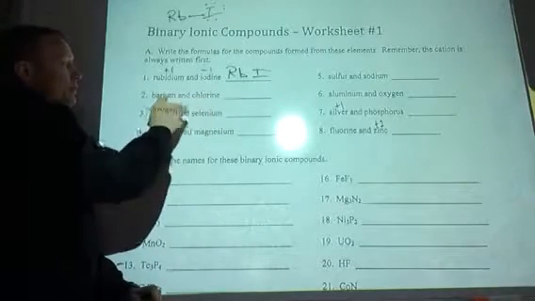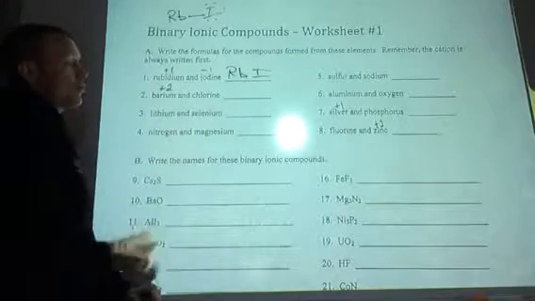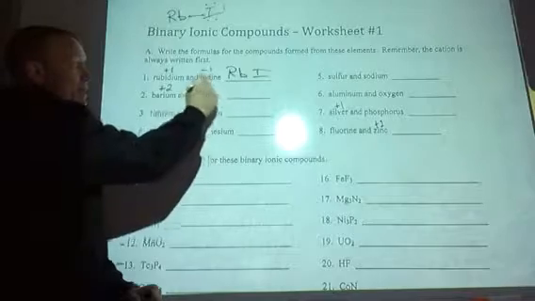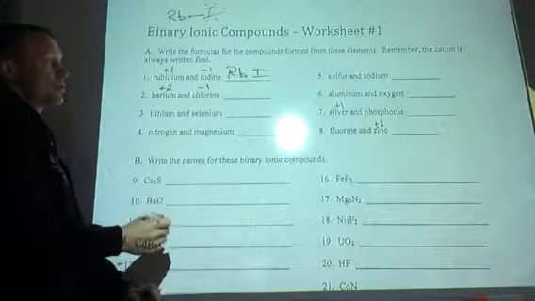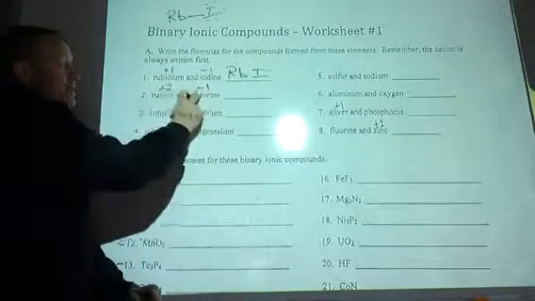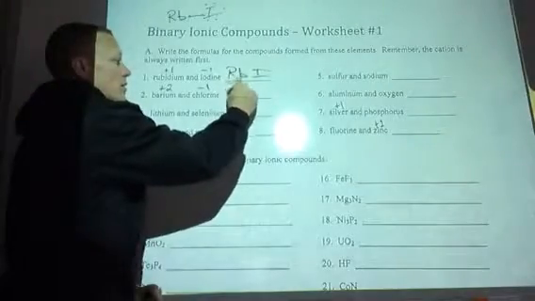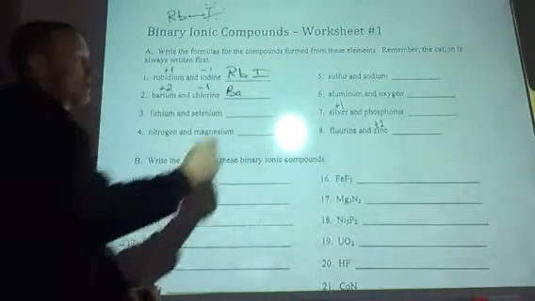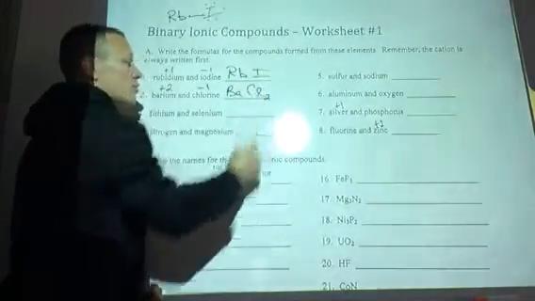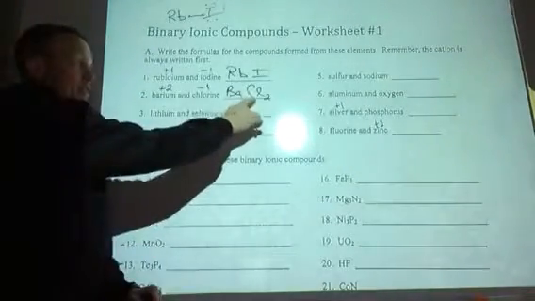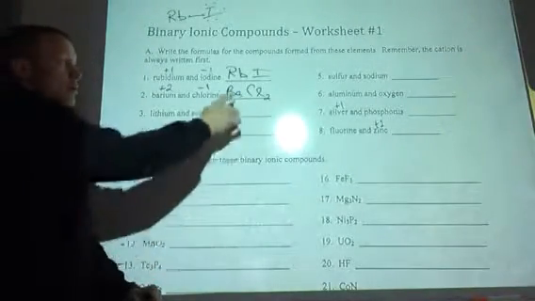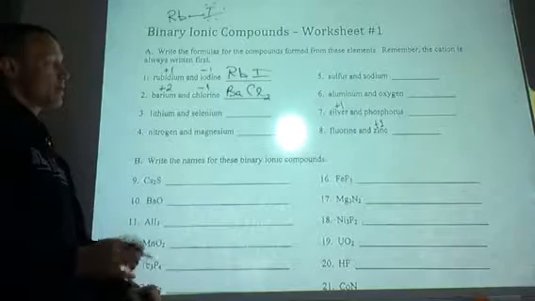Barium and chlorine. Barium is in family 2. It forms a +2 charge. Chlorine, same family as iodine, it forms a -1 charge. So for the charges to be equal, it would take 1 barium atom with 2 chlorine atoms. Each chlorine is a -1, so that gives you a -2 with the +2 of barium.